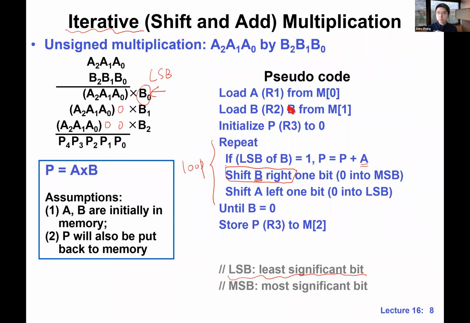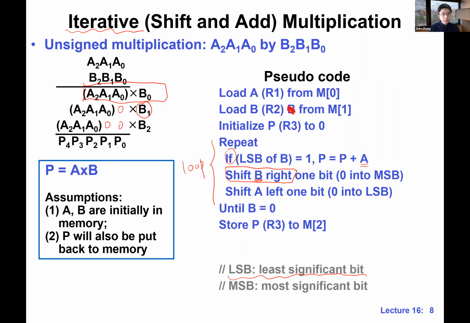Can you guess? Why do we shift B to the right? Very good, Jacob. Because next time we just look at B0 again, depending on whether B0 is 1 or 0. If it's a 0, we skip. We don't add. That's why we have the if statement. If B0 is a 1, we add A. Next time, we want to check B1. So that's where we shift B to the right, so that B1 becomes the least significant bit. Is it clear?